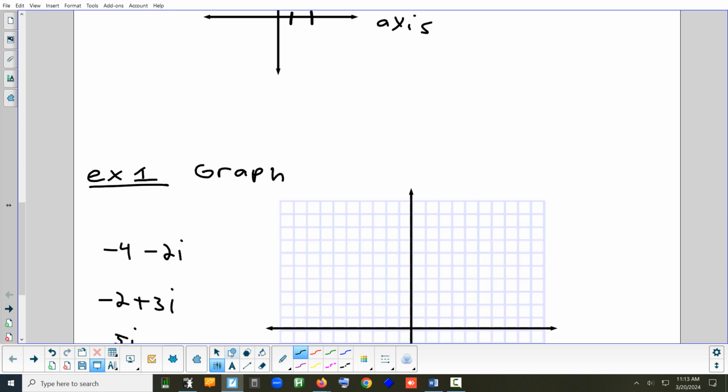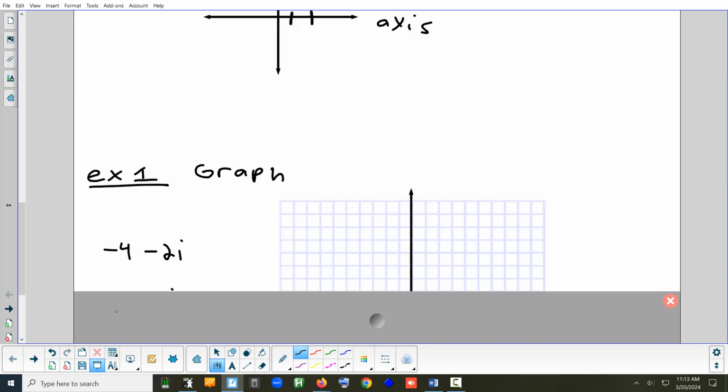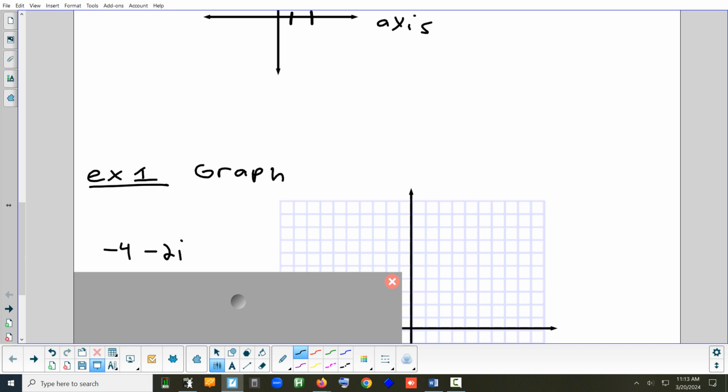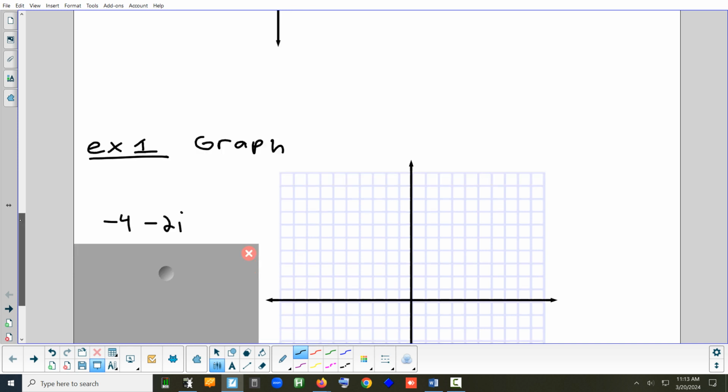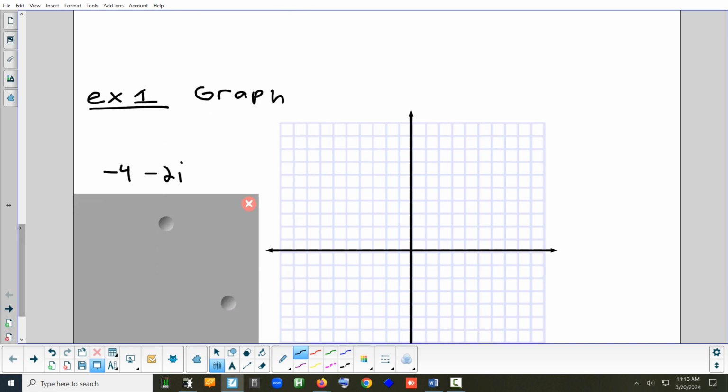Okay, so here are some complex numbers, and let's see if we can graph them. Remember, the horizontal is the real axis. Vertical is imaginary. You can't switch them. If you switch them, it's like switching x and y. It's not right.